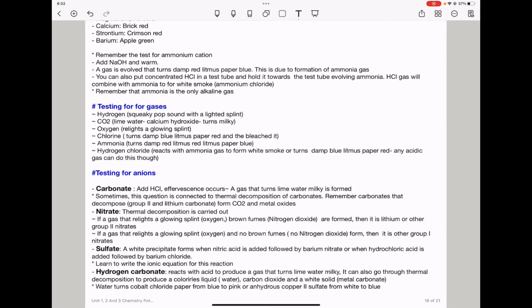Let's go to testing for anions. The first one is a carbonate. To the sample you suspect to be a carbonate, add hydrochloric acid, and effervescence is going to be observed. A gas that turns lime water milky is going to be formed.